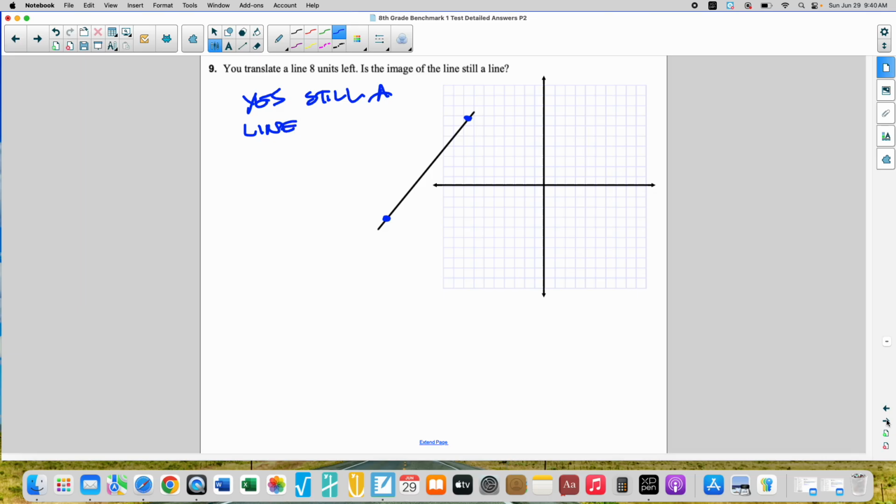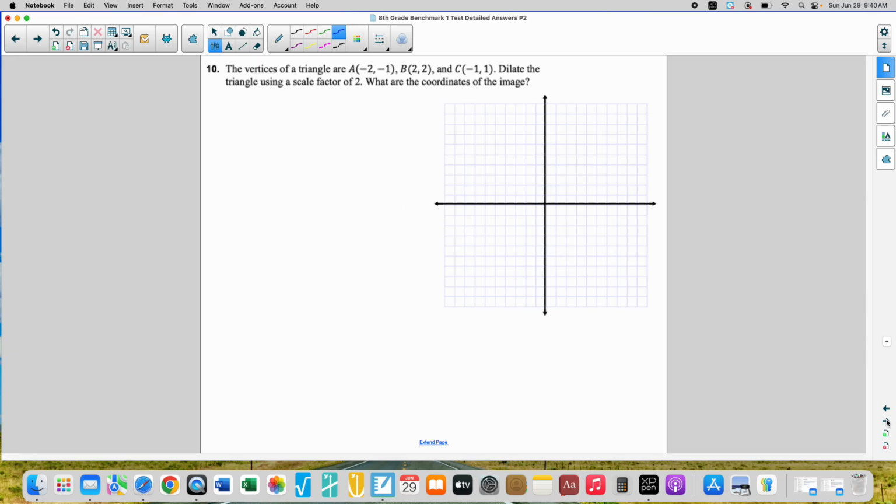Yep, good question. Number 10, the vertices of a triangle are -2, -1. This is A. B is 2, 2. And C is -1, 1. Whoa, that's not a fun triangle either. They've given us a couple kooky triangles. And if we dilate the triangle using a scale factor of 2, what are the coordinates of the image?